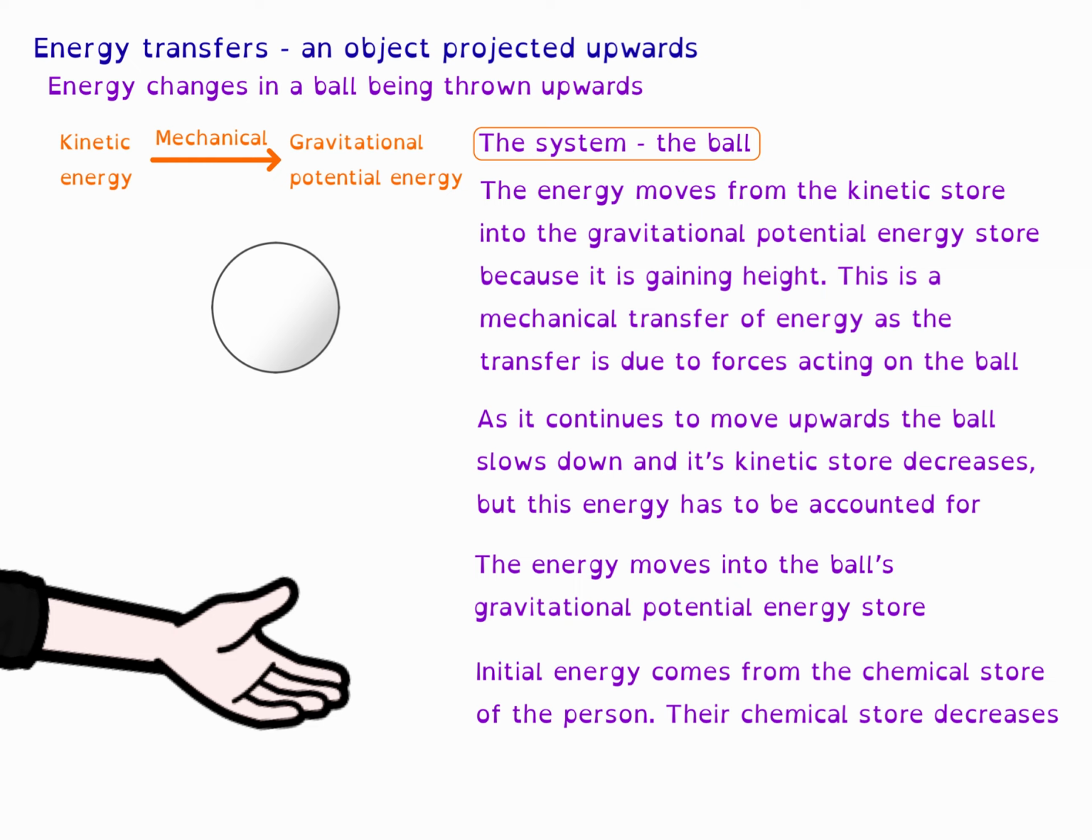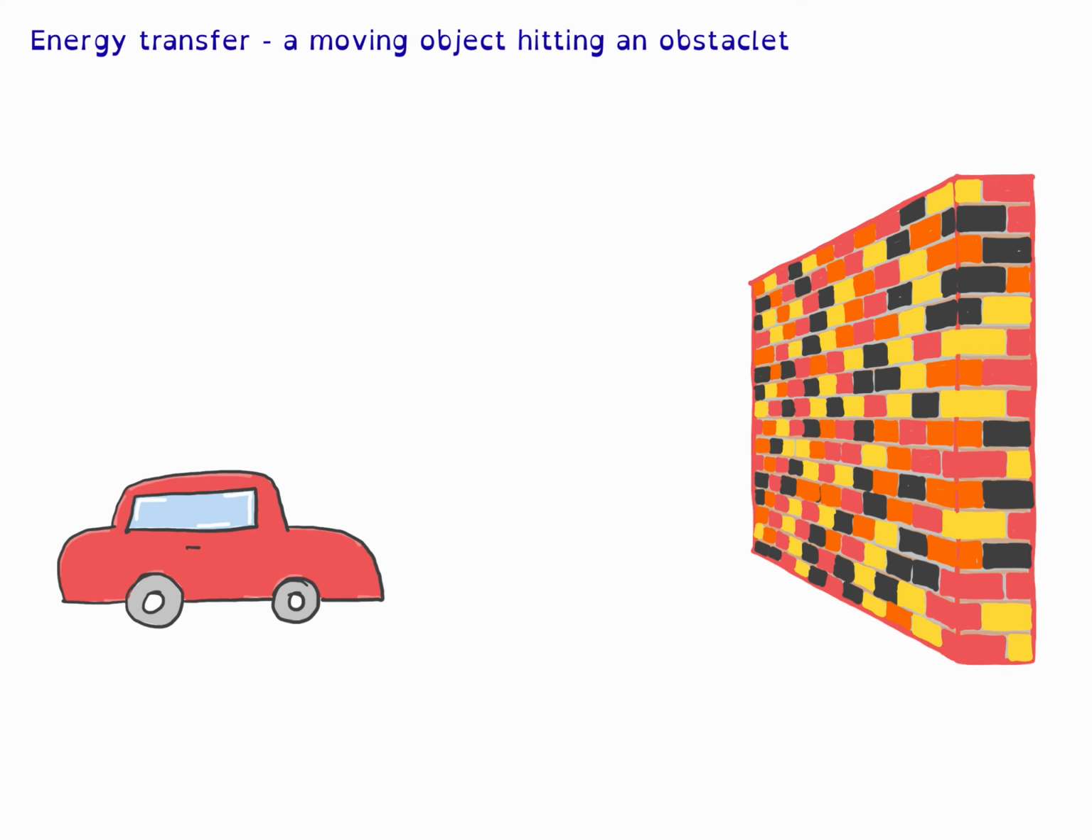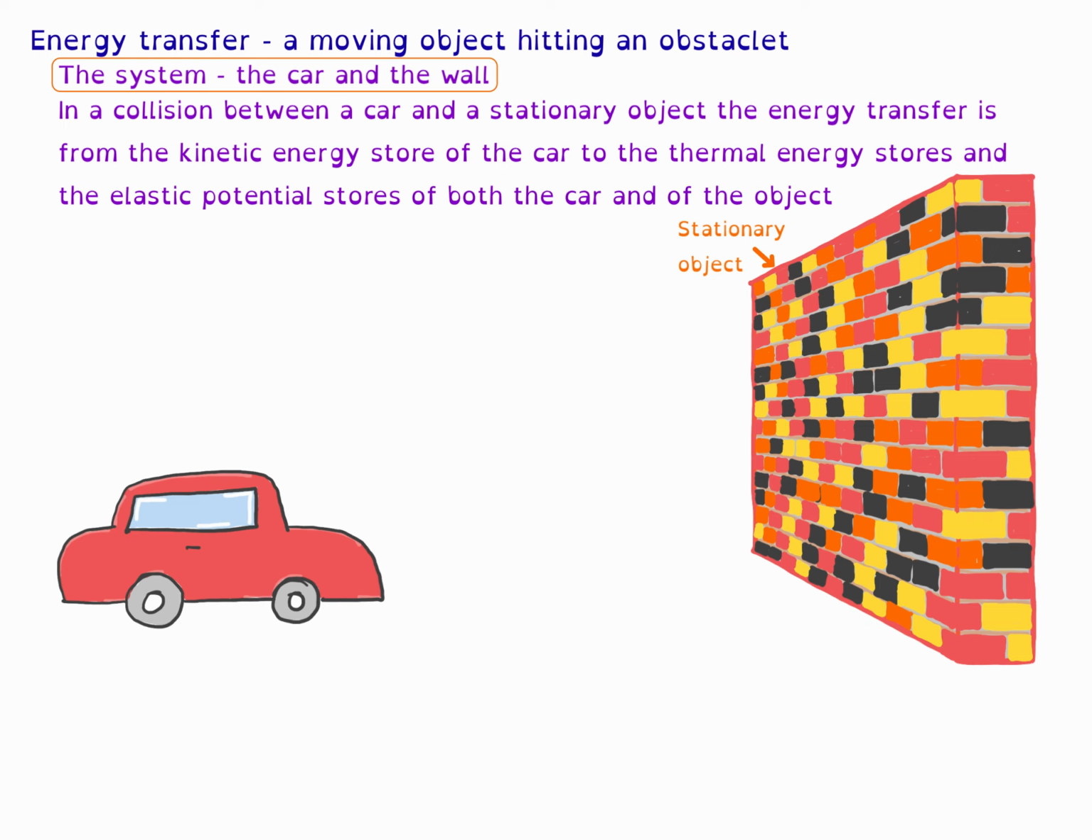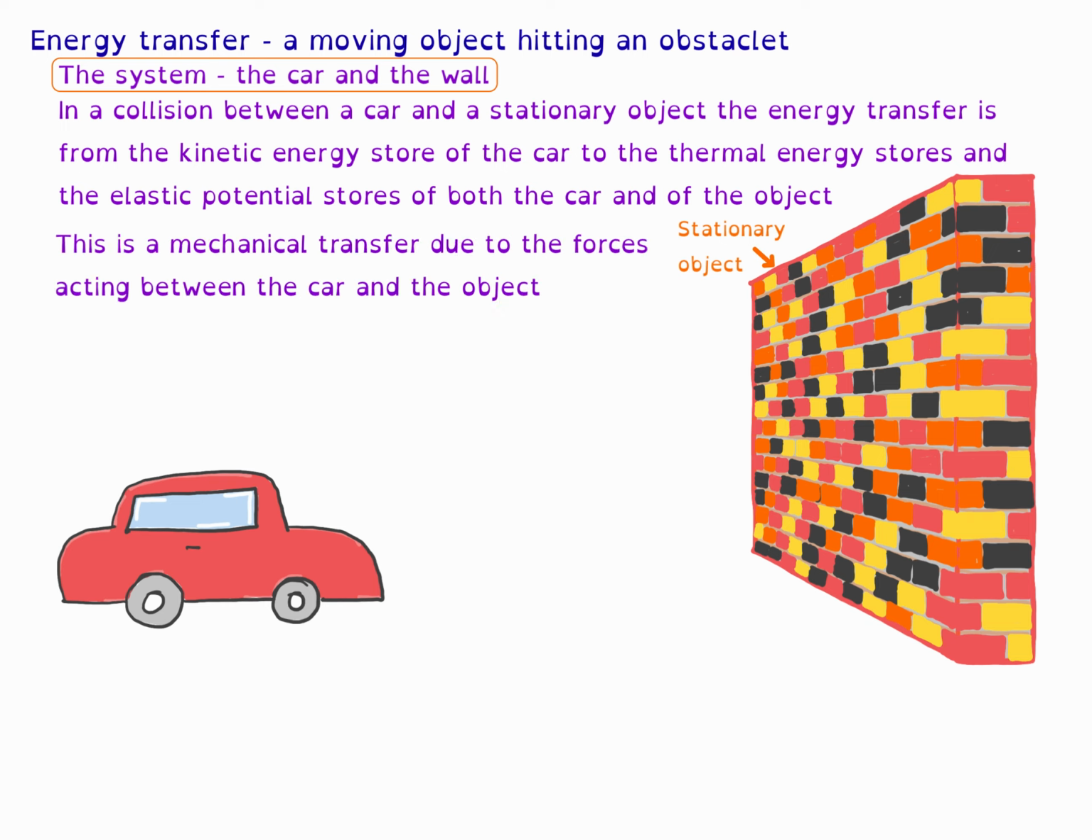This is about the energy changes in a moving car colliding with a stationary object. The system, in this case, is the car and the wall. In a collision between a car and a stationary object, the energy transfer is from kinetic energy of the car to the thermal energy stores and the elastic potential stores of both the car and the object. This is a mechanical transfer due to the forces acting between the car and the object.